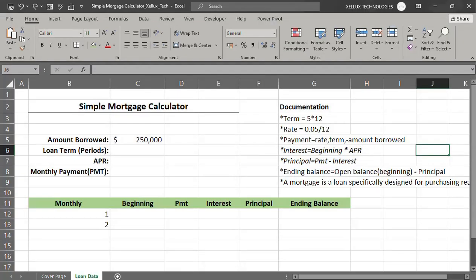If you are investing in real estate, housing or land, don't let them rip you off. Learn this mortgage calculator in Microsoft Excel. Download the data set if you are watching outside YouTube.